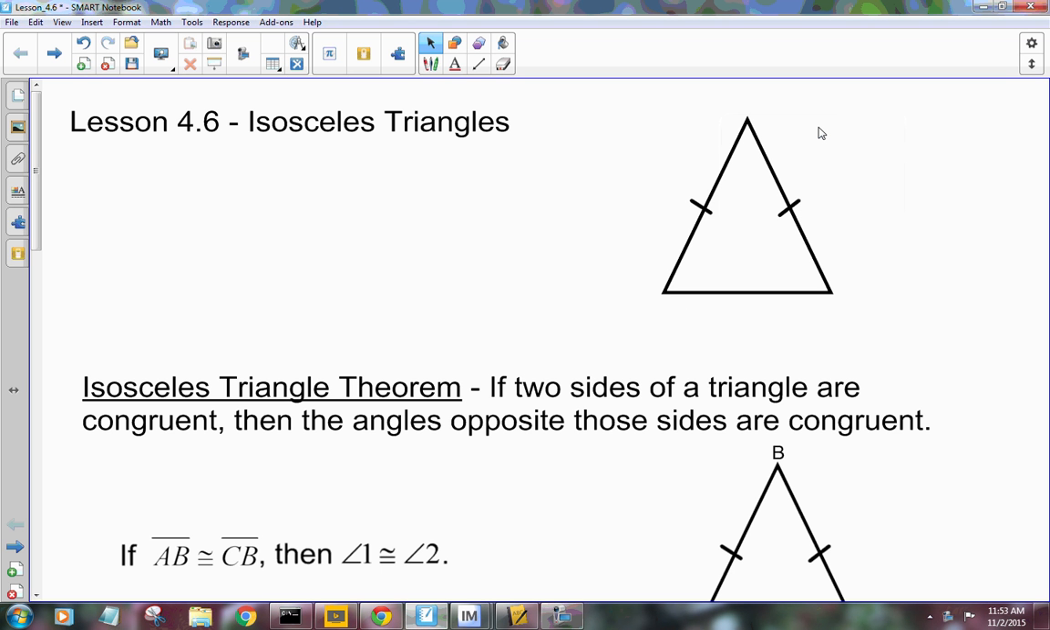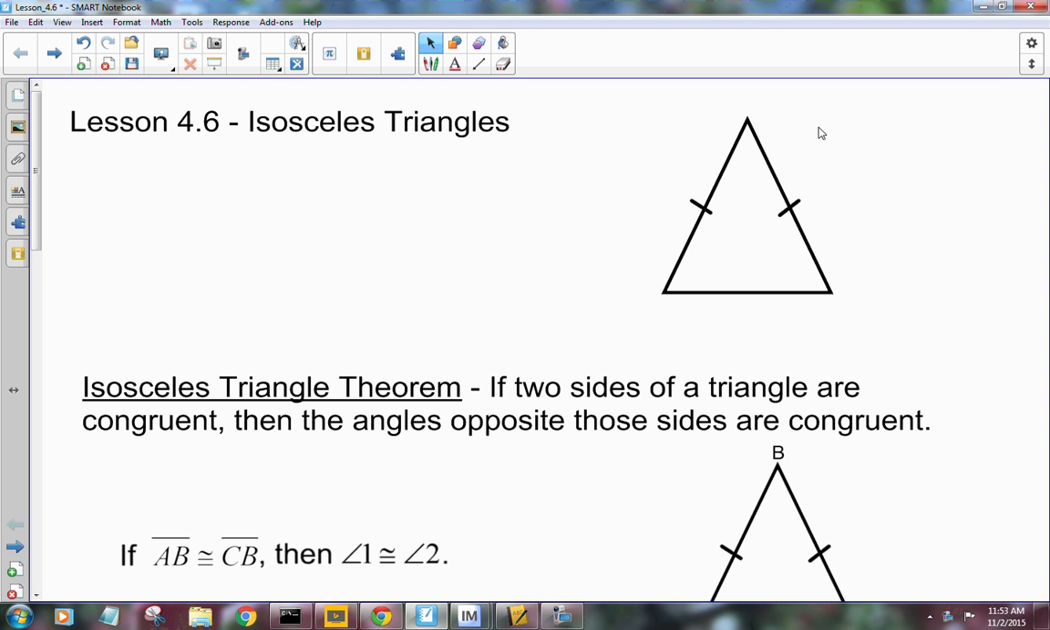We talked about different ways that you can prove triangles congruent. We talked about 4 different ways. What are the 4 different ways we talked about? SAS, ASA, SSS, and AAS. There's actually one additional way that our book doesn't cover.